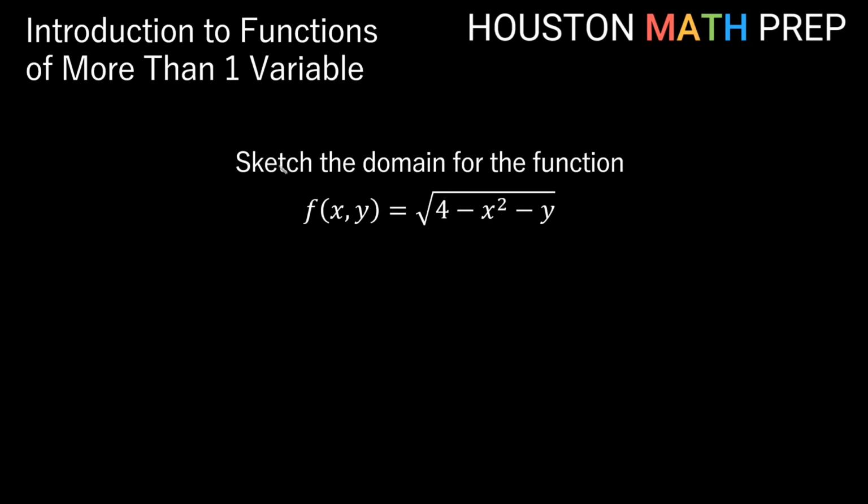Let's take a look at another one here. We have another square root function here, so same idea. We want to sketch the domain for the function. Our function of x and y this time is the square root of 4 minus x squared minus y. Now you'll notice that this is all one square root this time.